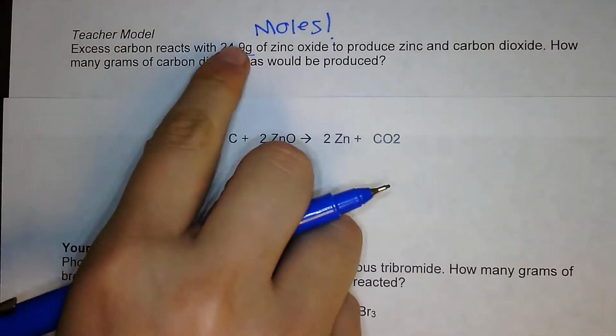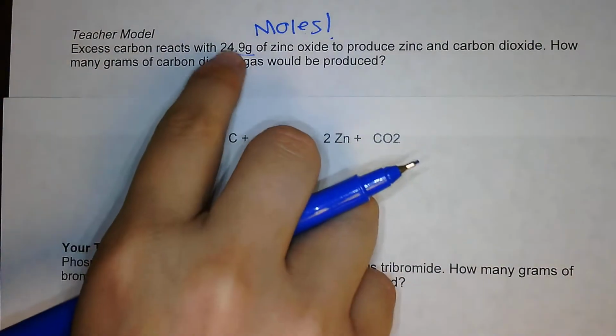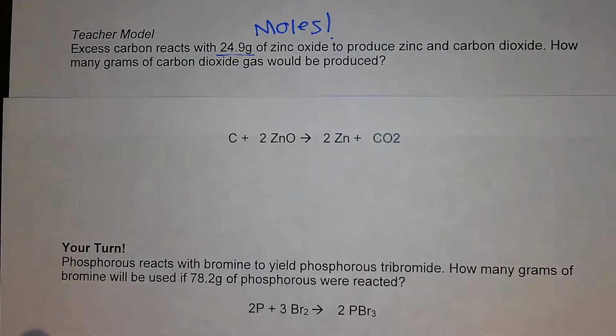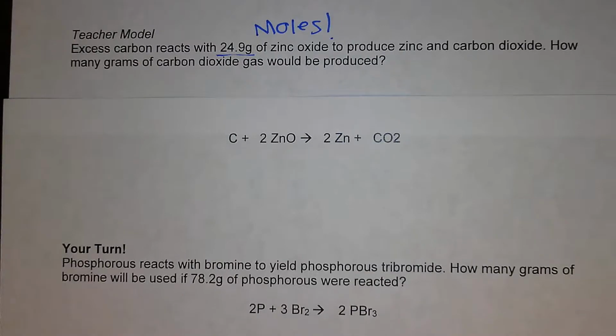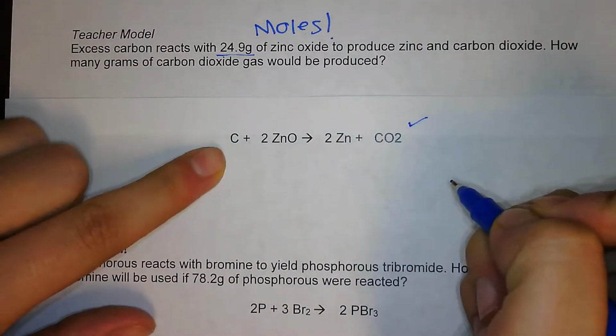You can never just compare mass to mass and be like, oh, it's twice this amount, I'm going to multiply this by 2. No, you have to go through moles first. So, same steps as always. We are first going to get a chemical equation. We got it. Check, they gave it to us.